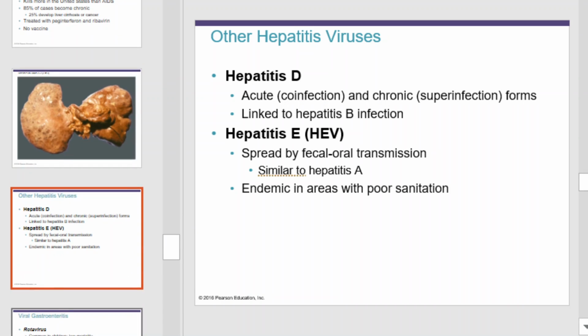Other hepatitis viruses include hepatitis D and E. Hepatitis D can cause an acute co-infection and chronic superinfection. They are linked to hepatitis B infections. Hepatitis E is spread by fecal-oral transmission, similar to hepatitis A, and is endemic in areas with poor sanitation.